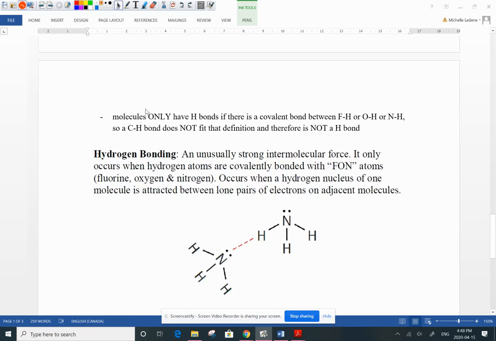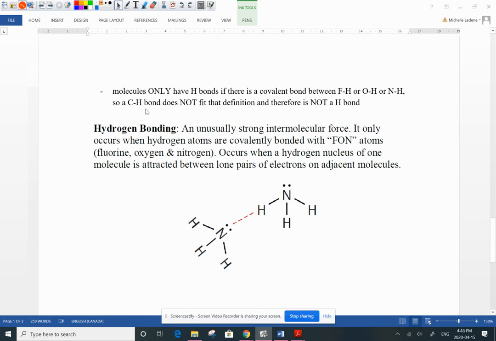And one other thing that students were struggling with was hydrogen bonding. This is an unusually strong intermolecular force. It's stronger than dipole-dipole, and it's much, much stronger than London force. The only time you see a hydrogen bond is in three cases: if a fluorine and a hydrogen are bonded to one another, an oxygen and a hydrogen are bonded, or a nitrogen and hydrogen. Now that is a covalent bond, right?